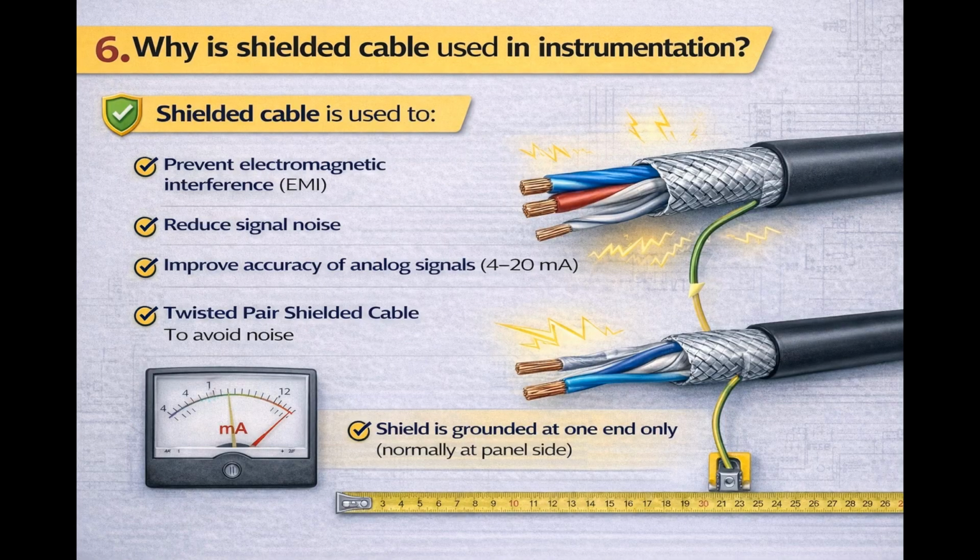Why is shielded cable used in instrumentation? Shielded cable is used to prevent electromagnetic interference, EMI, reduce signal noise, and improve accuracy of analog signals, 4 to 20 milliamps. Shield is grounded at one end only, normally at panel side.